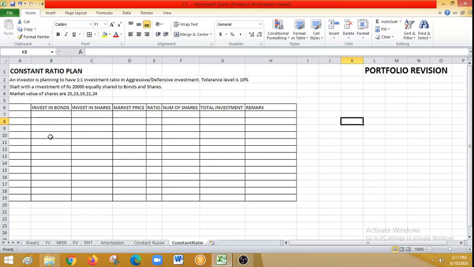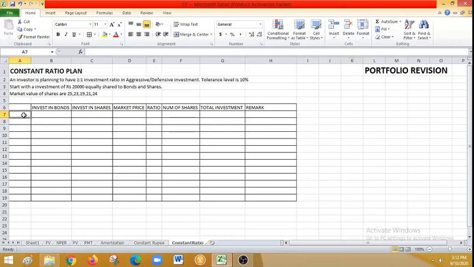So you can see here an investor is planning to have a 1:1 investment ratio, which means equally in aggressive and defensive investments. The tolerance level is 10%. The investor is starting the investment with 20,000 rupees equally into shares and bonds, which means 10,000 into bonds and 10,000 into shares. The market values of shares considered in this example are five values: 25, 23, 19, 21 and 24.